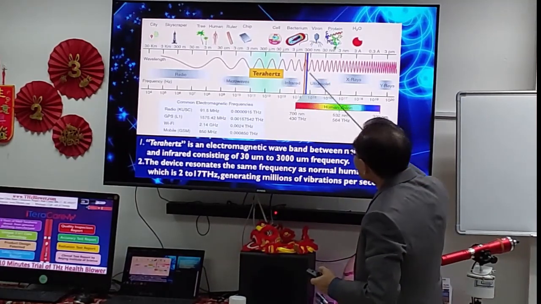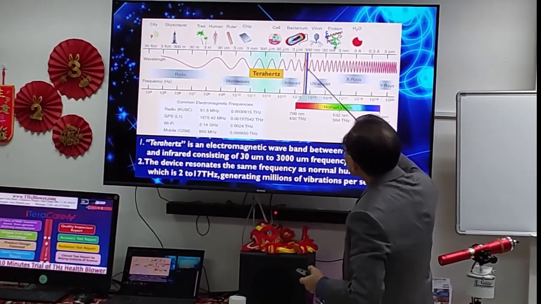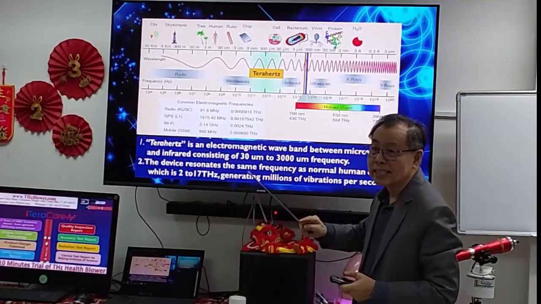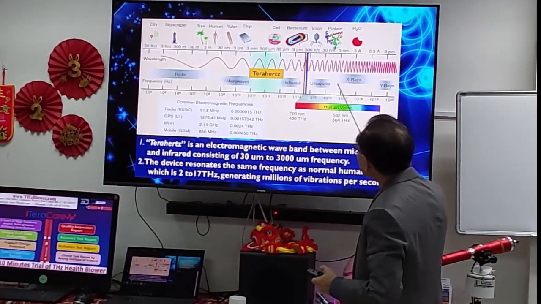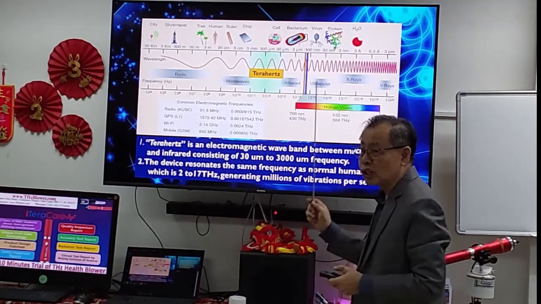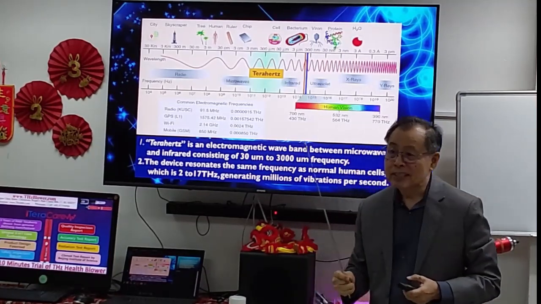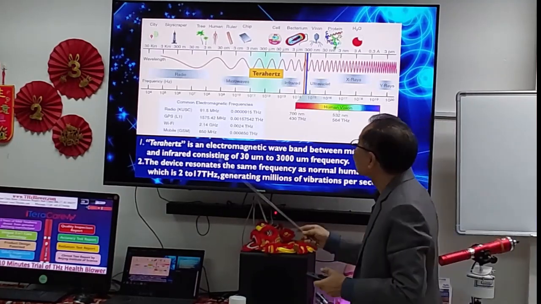This is visible light. Visible light from red all the way to purple. It's this very narrow band here. Shorter wavelength, ultraviolet, X-rays, and gamma rays. All this cause changes in the human cell. That's why you can't go for X-ray too many times. You know that, right?